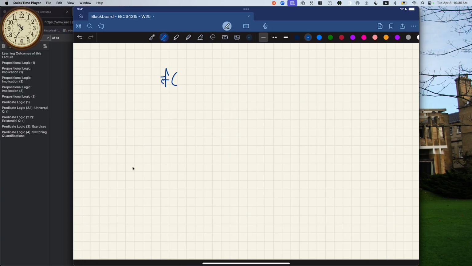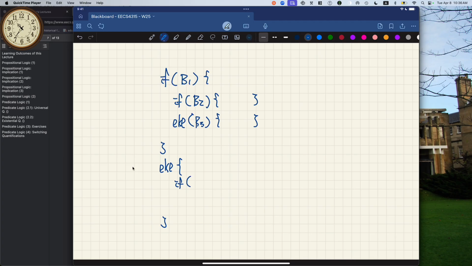Let's say we got if, Boolean condition B1, and then if B2, and then you got else B3, and also you got else over here, B4. Actually it could be else if, but anyway, I think else should be good enough. B2, B3, and then like that.